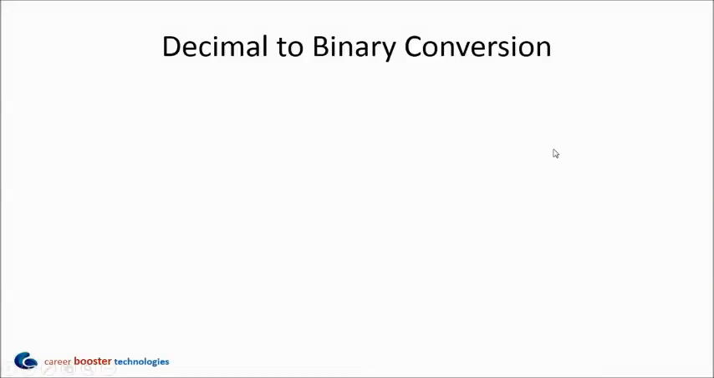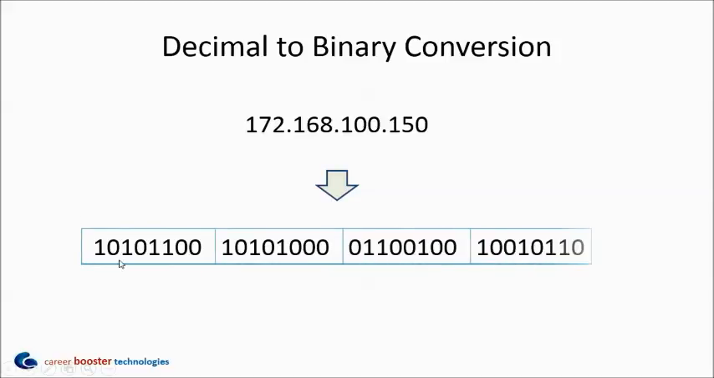Okay, so let's look at the decimal to binary conversion of a slightly larger number. That is basically an IPv4 address, 172.168.100.150. If I go by the same calculation I did earlier in the slide, my 172 turns out to be 10101100, 168 is 10101000, 100 is 01100100, and then 150 is 10010110. So let's quickly cross-check.